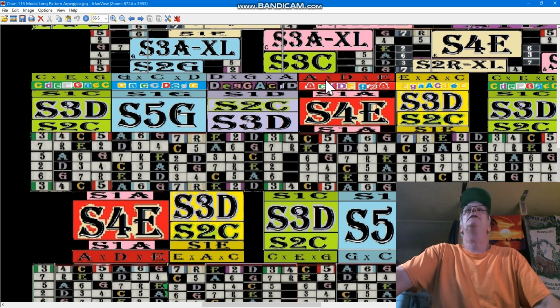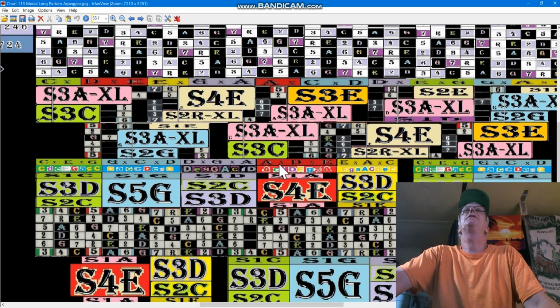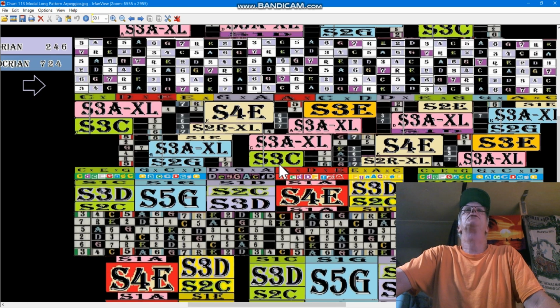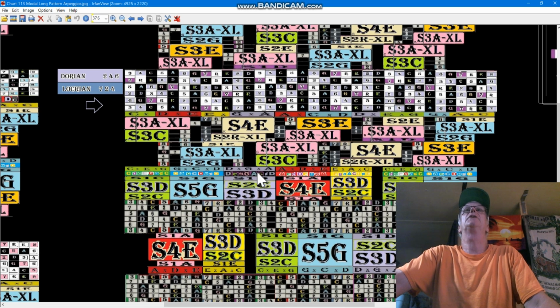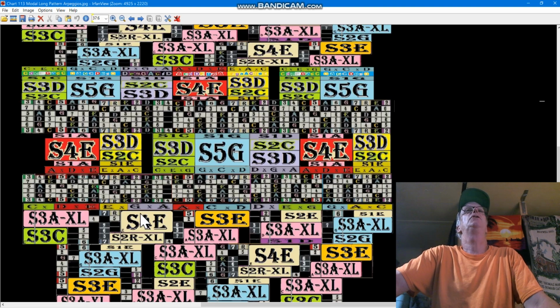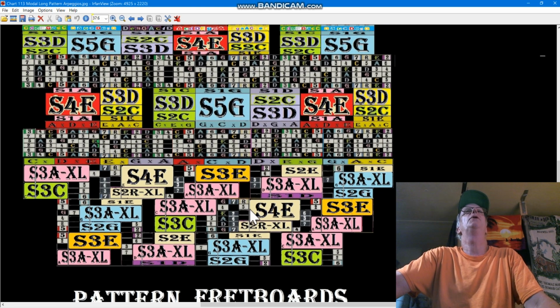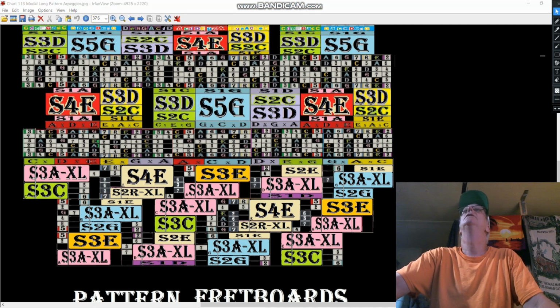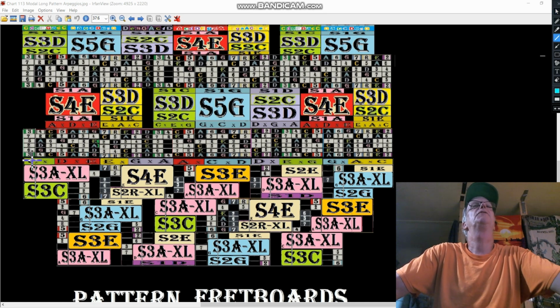So that's what's going on with this chart now. This is like the chart within a chart. I had a little extra room, so I put the usual here. These are the long patterns also on the bottom. And as you can see, if you do it right, you can fit CAGED.